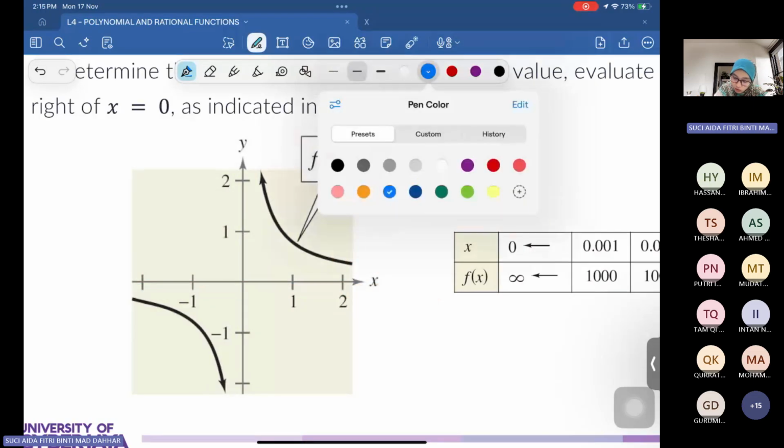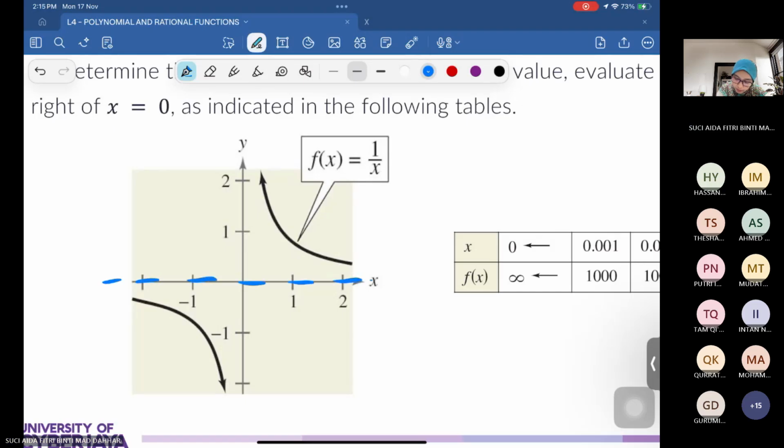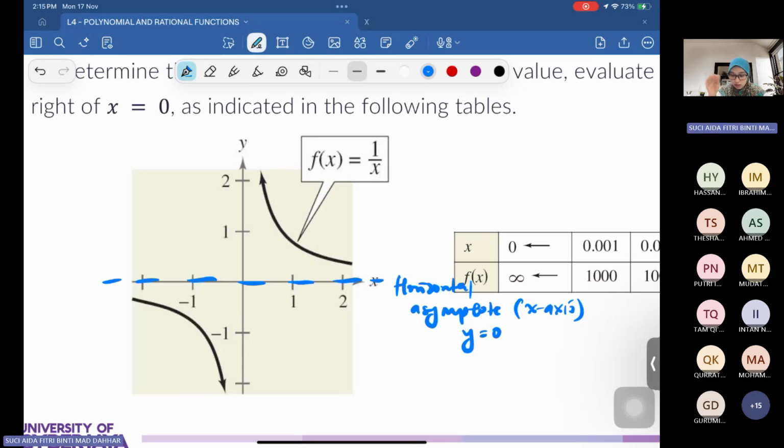In this case, the horizontal asymptote is your x-axis, where the equation of this line is y equals 0. Also, we have what we call the vertical asymptote. This is exactly on the y-axis. So the equation of this line is x equals 0.